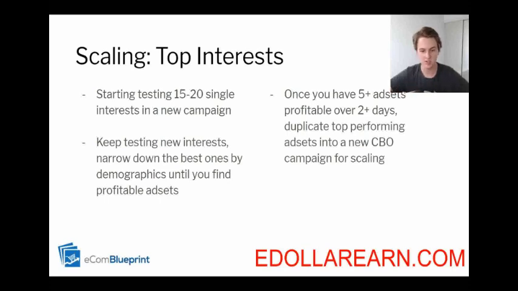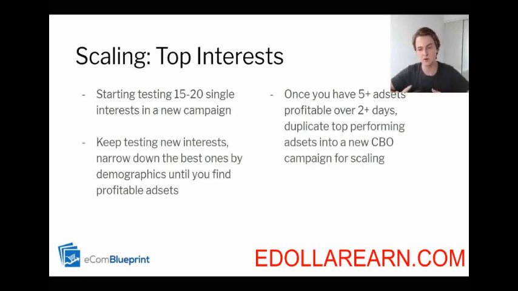So I'll start testing 15 to 20 single interests in a new campaign. For testing, I recommend ad set level budgets, as I talked about earlier, but you can use CBO if you're trying to be conservative with budget. The goal here is to get 5 or more interests that are profitable over 2 days. So you want to keep testing new interests and narrow down the best interests that you find by a certain age group or a certain demographic, like a set of countries or something, until you find profitable ad sets.